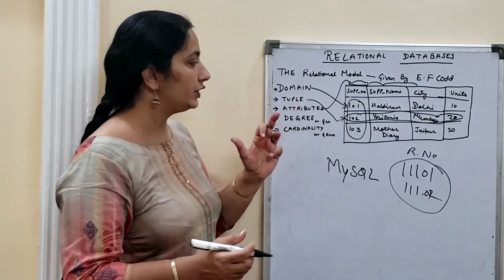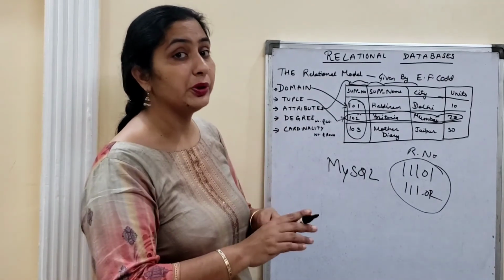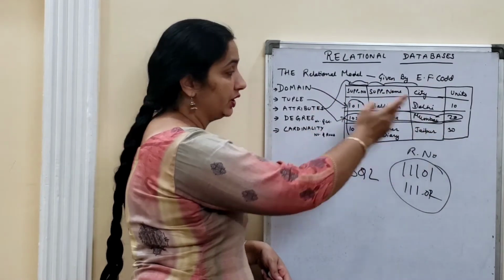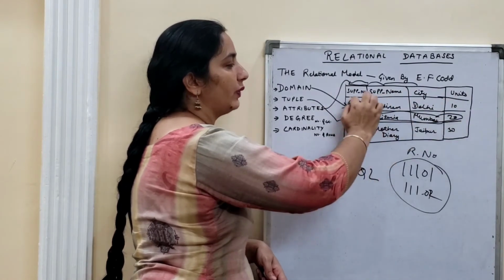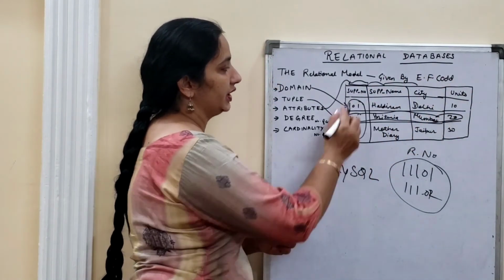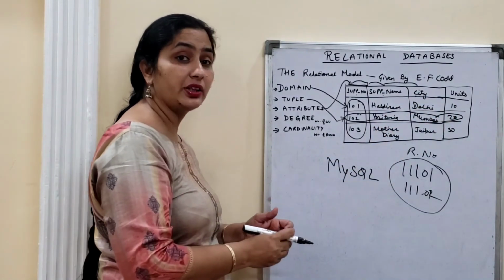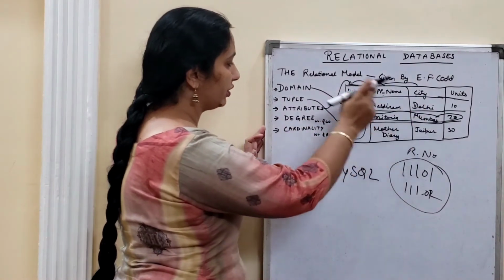Now next is tuple. Tuple means your rows. I hope you all know what rows are. These are your rows. So this is tuple. Attributes, the vertical ones, these are your attributes. The supplier number, supplier name, city, units, these are your columns, and these tuples are your rows.